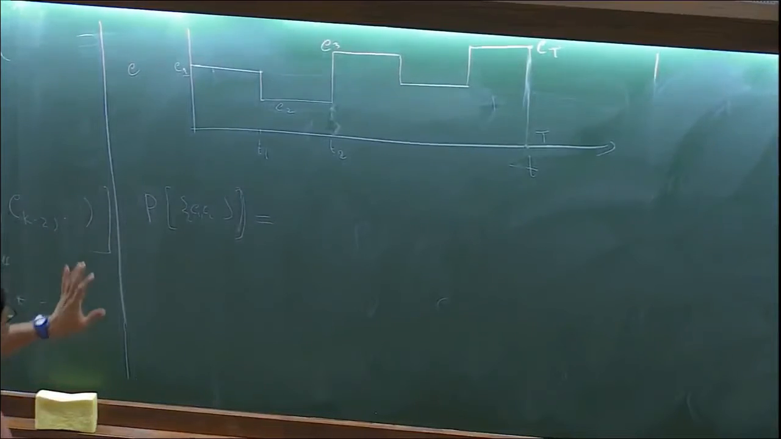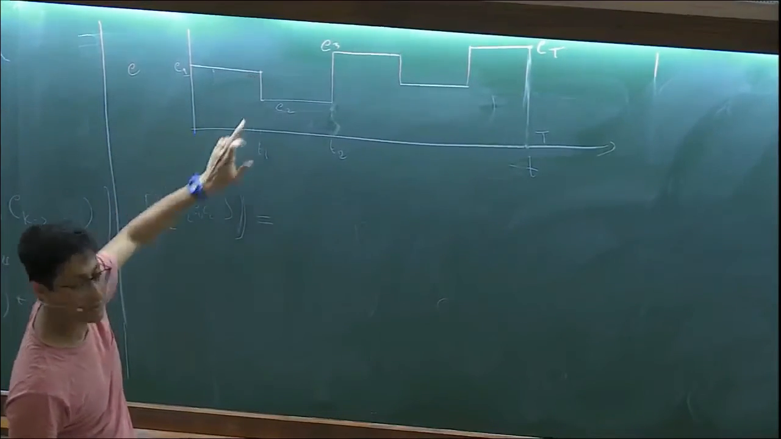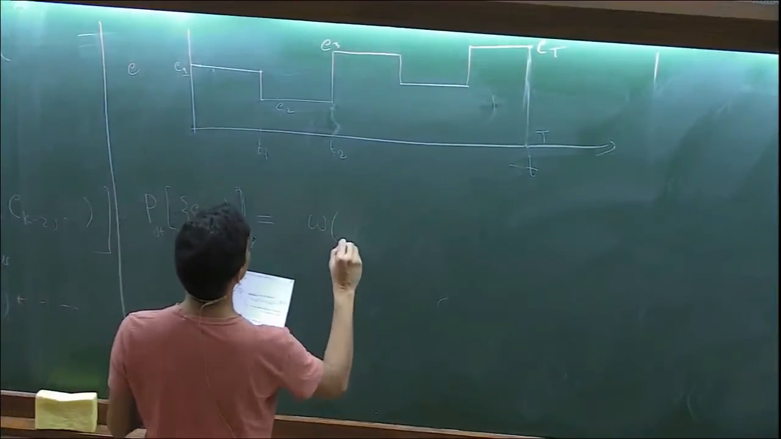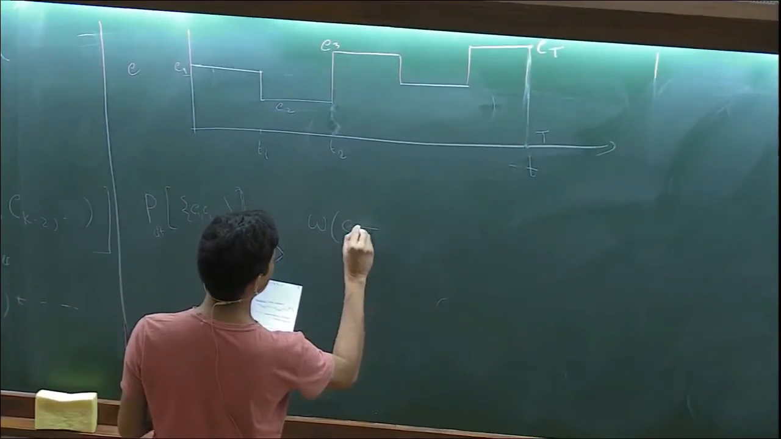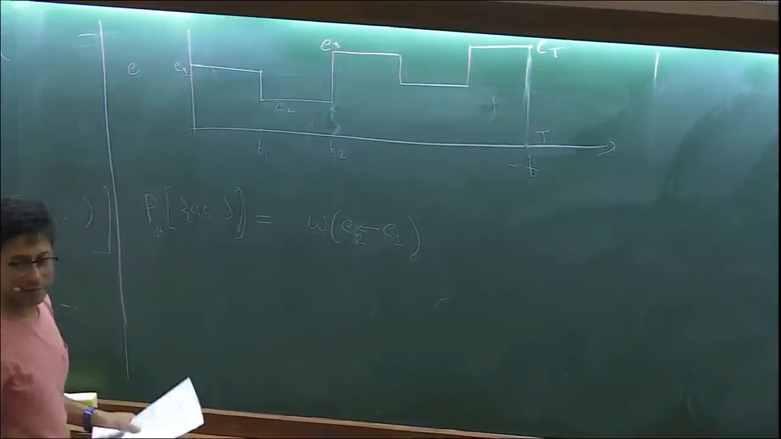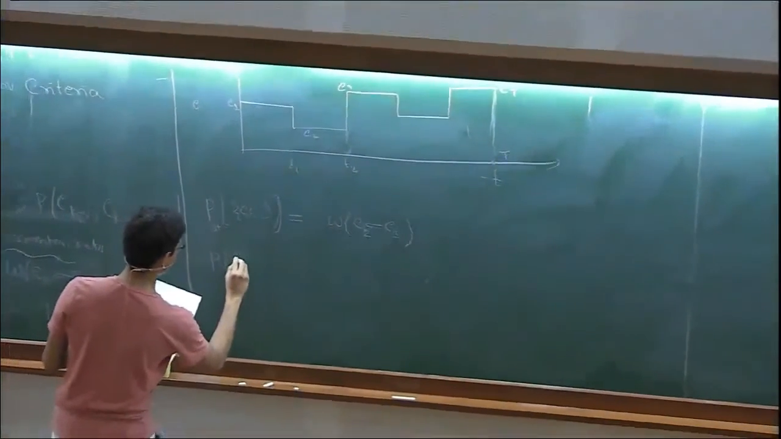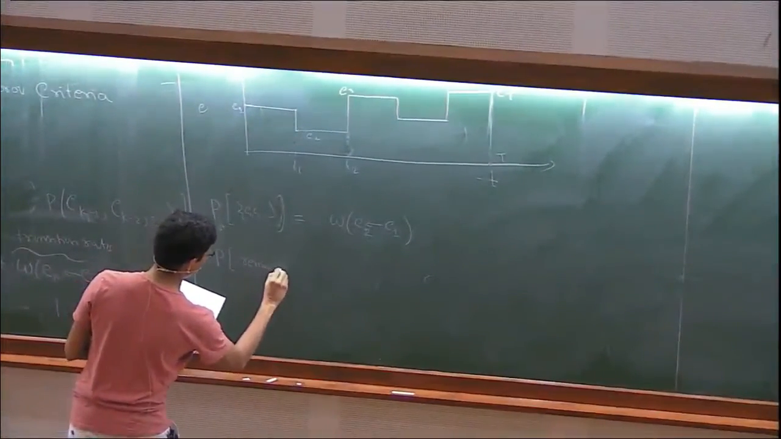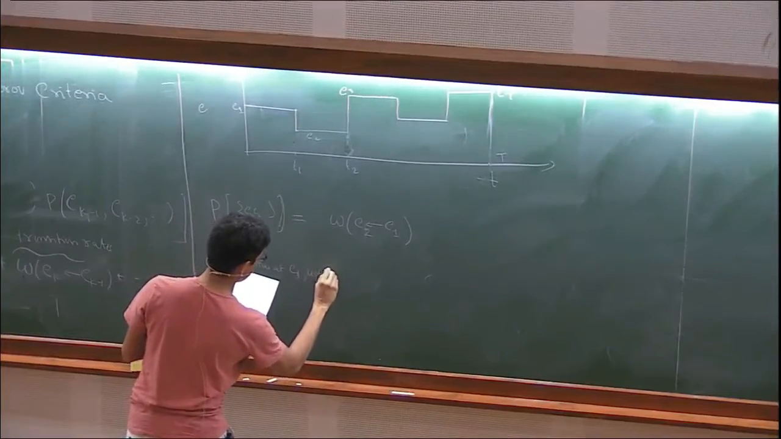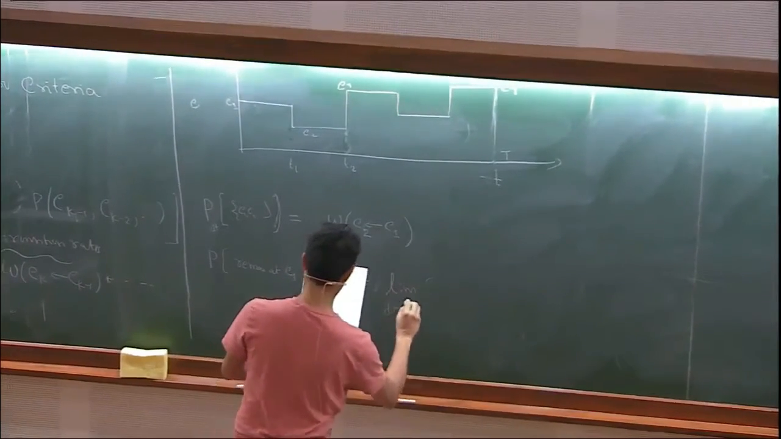For that, I have to find out the probabilities for these events to happen. The probability to go from C1 to C2 is given by my transition rates, so in a small time dt, the system makes a jump from C1 to C2. And what is the probability that the system remains at C1 up to time t1? That would be very simple. You can simply find it by this expression. I will explain this.